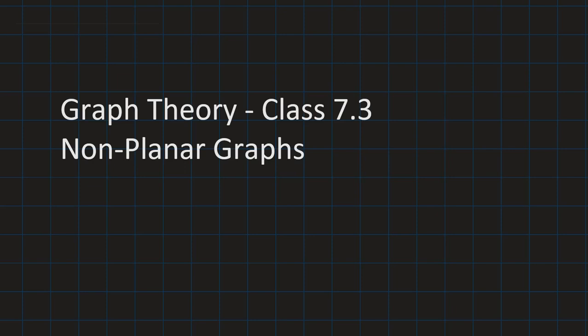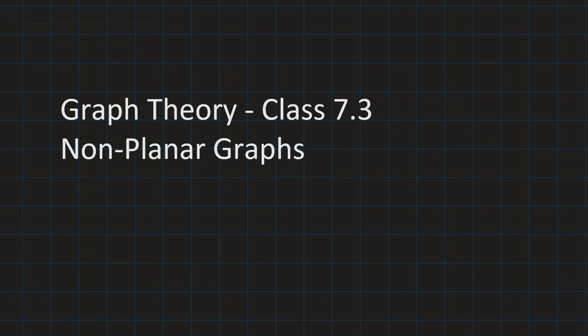Recall, a planar graph is any graph that can be drawn without edge crossings. And in previous videos we did a bunch of examples looking at planar graphs, calculating the number of vertices, edges and faces. And it's perfectly natural to wonder, well, is every graph planar? Like, is it possible to take any graph and redraw it so there are no edge crossings?